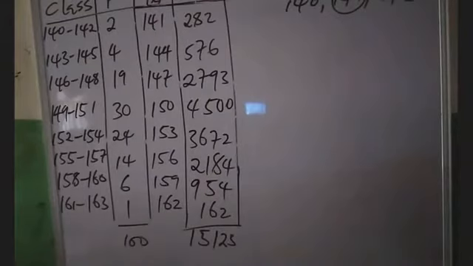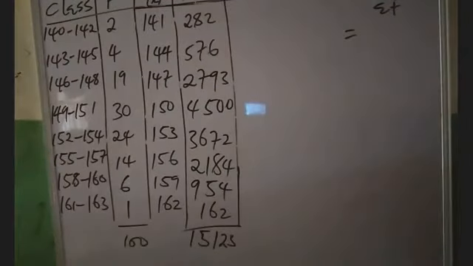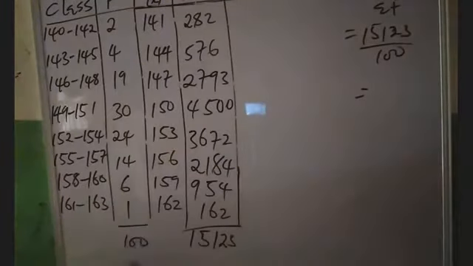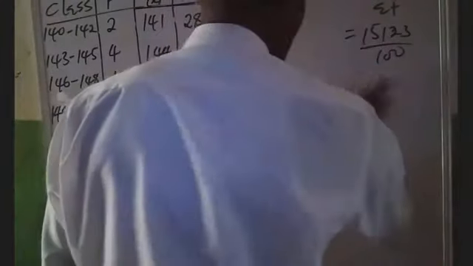Total frequency is 100. So now to get the mean, x bar is sigma fx over sigma f. That will be equal to 15123 divided by 100, and that will give us 151.23.